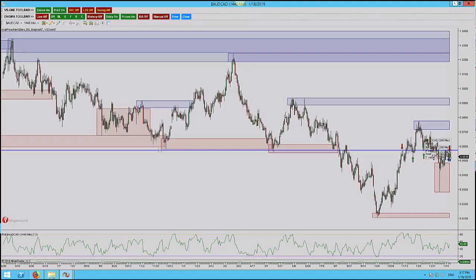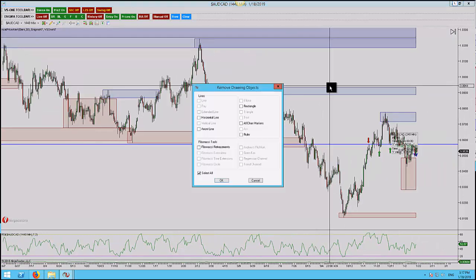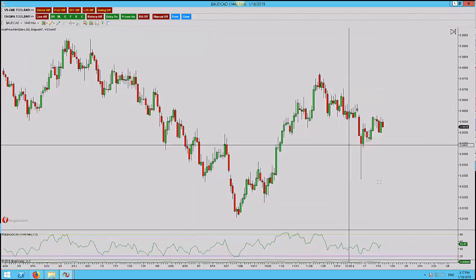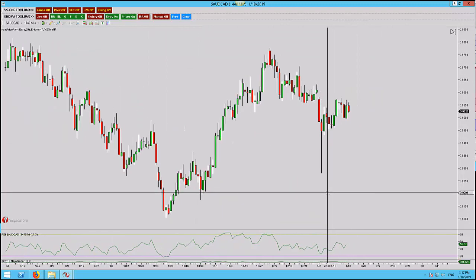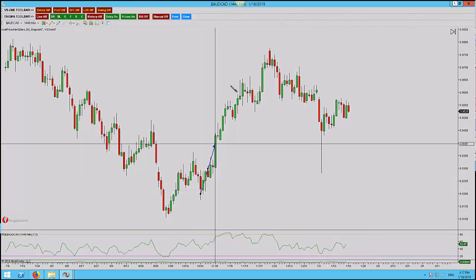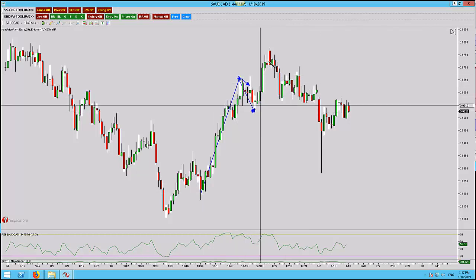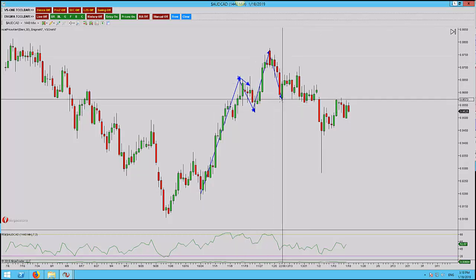Okay, here we are on the daily time frame. Let's just delete everything off and take a closer look at this. So a mixed bag here on the daily time frame, to be honest with you. We had a move up, retracement, a move higher, a retracement.